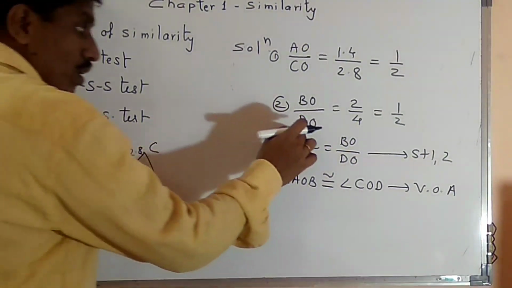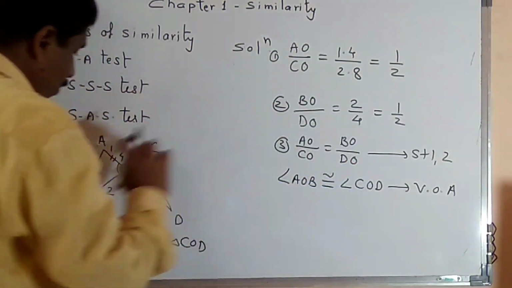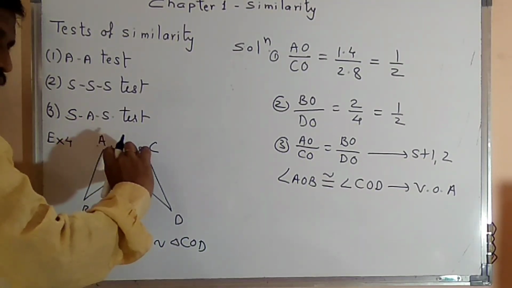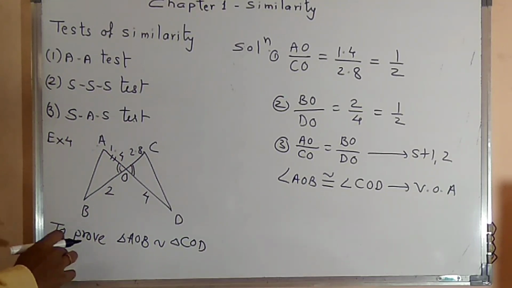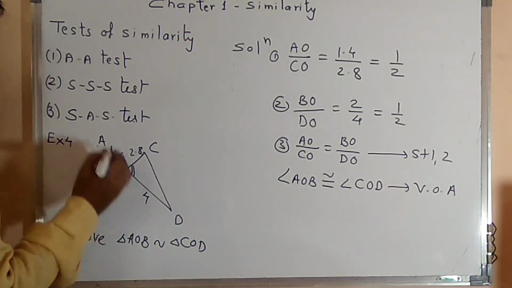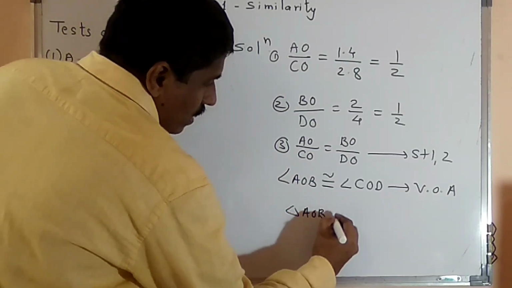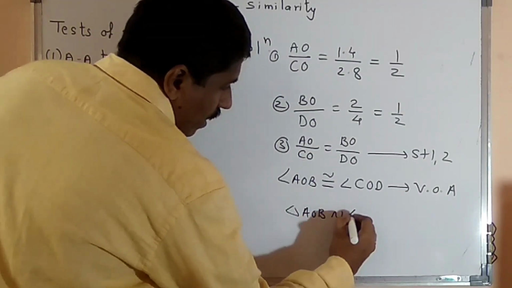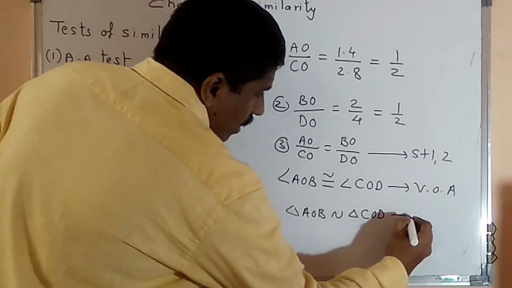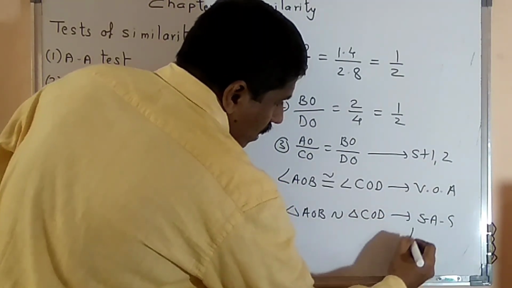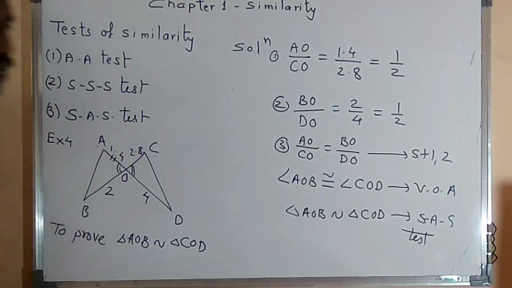So what did I prove? Two sides of one triangle are in proportion with the two corresponding sides of another triangle, and the included angle are congruent, and therefore triangle AOB is similar to triangle COD. Reason for this is SAS Test of Similarity. Pause the video and write down this.